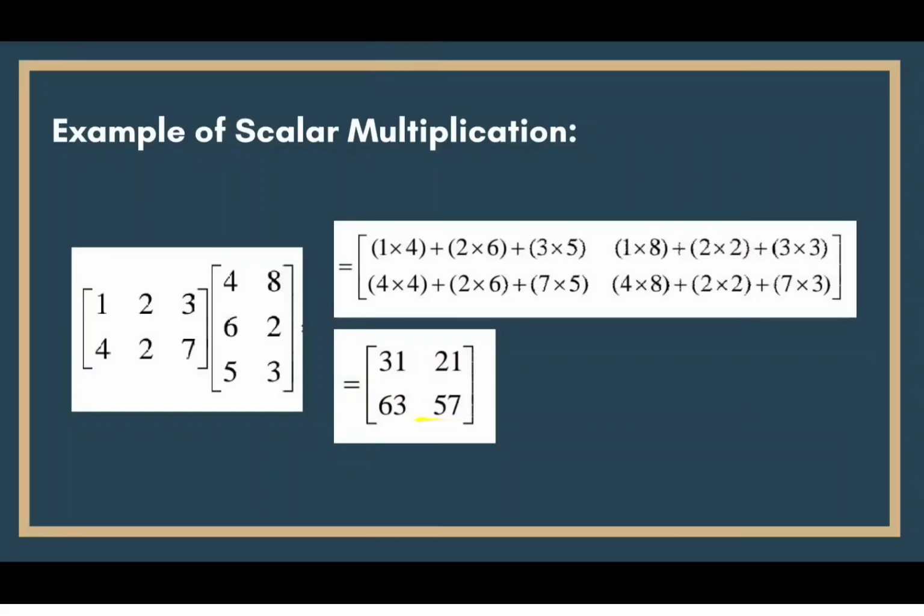Then now, let us move on to this element. To get this, we have to multiply the second row to the second column, which will then give us 4 times 8, 2 times 2, and 7 times 3. And you add those products, and then you will get this number, 57.